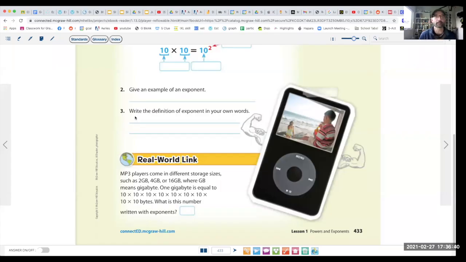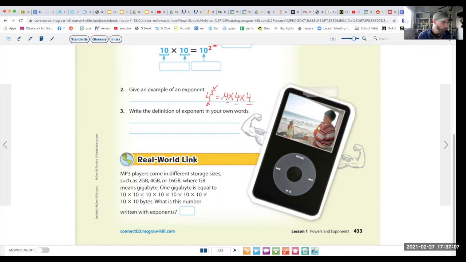Okay, so let's look at an example of an exponent. If I have, I don't know, 4 to the third power, the exponent here is the 3 and the base is the 4. And 4 to the third power just means 4 times 4 times 4. It is not 4 times 3, no. It tells you how many 4s you're multiplying by itself.